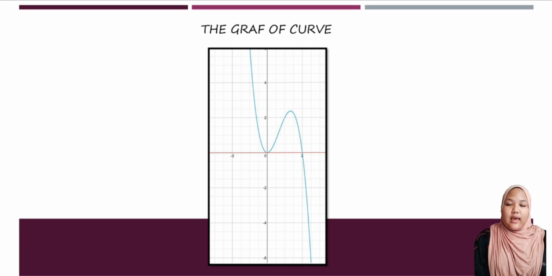Next, I am going to explain about the graph. If you can see at the x-axis, the x-intercepts are x1 equals 0 and x2 equals 2. You can get this from the question given.